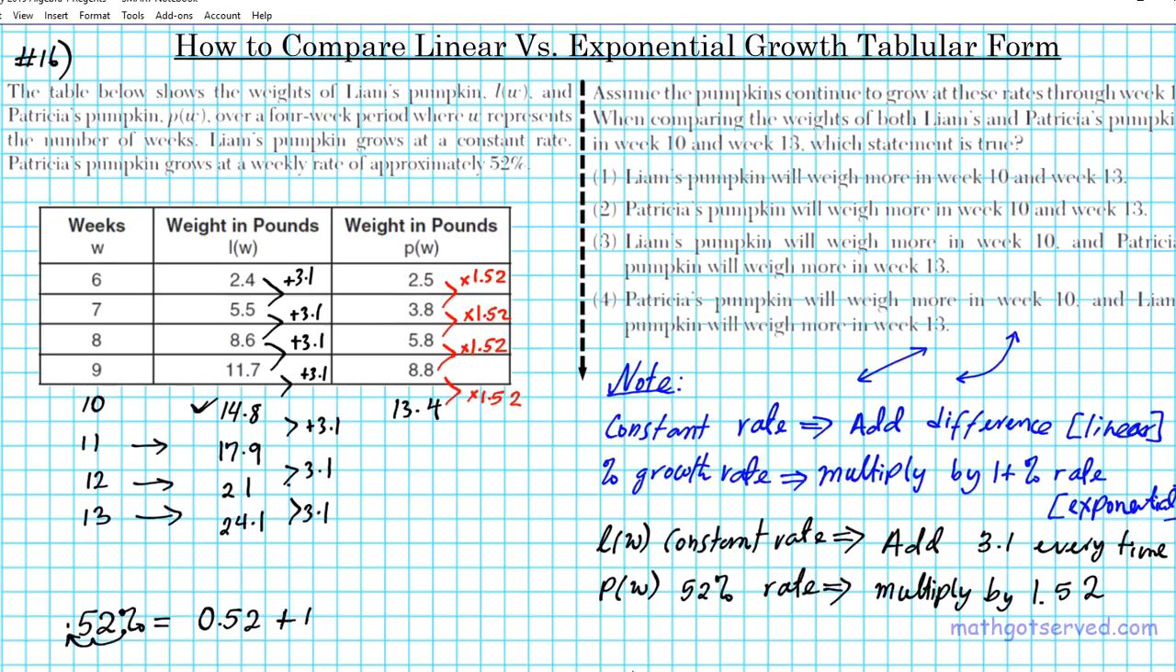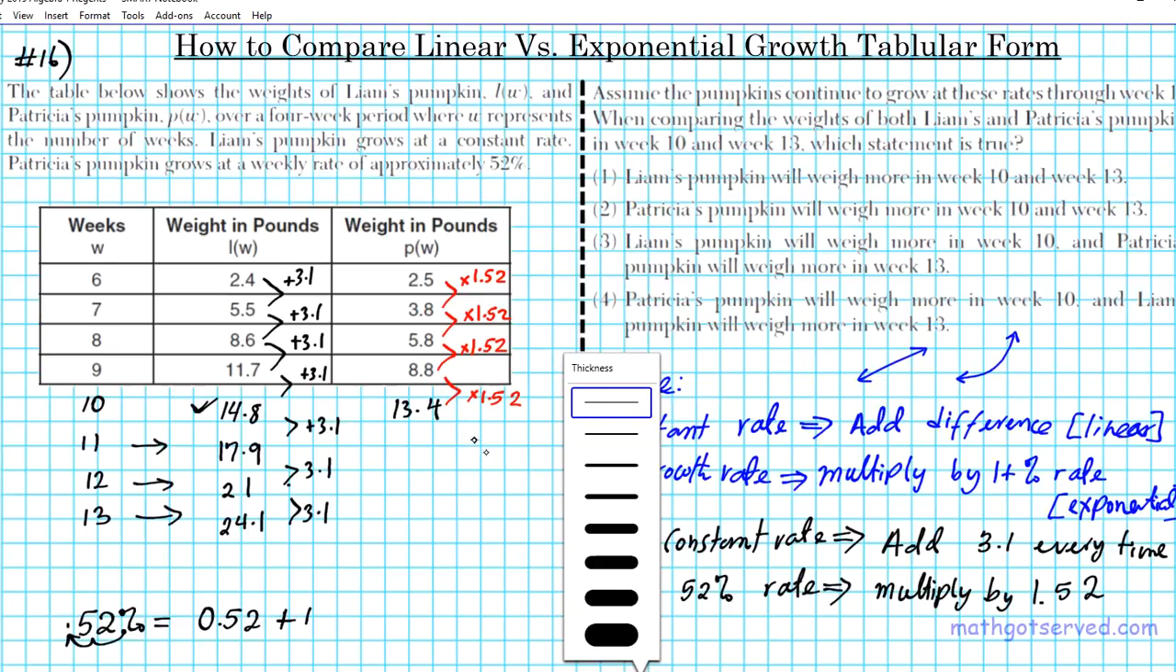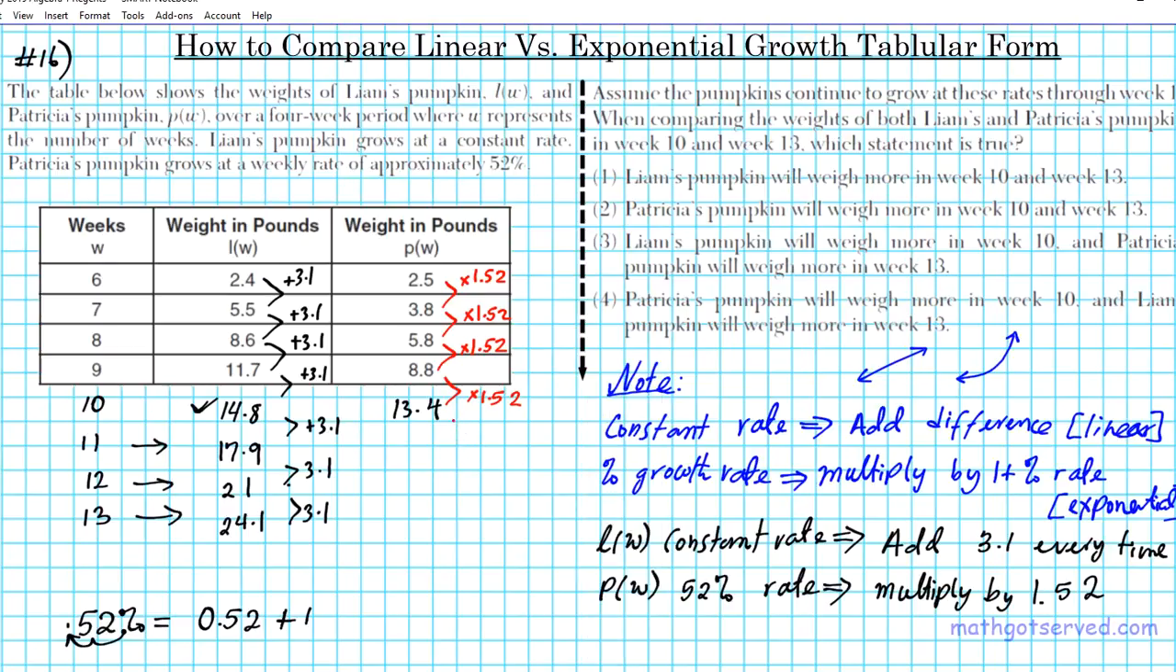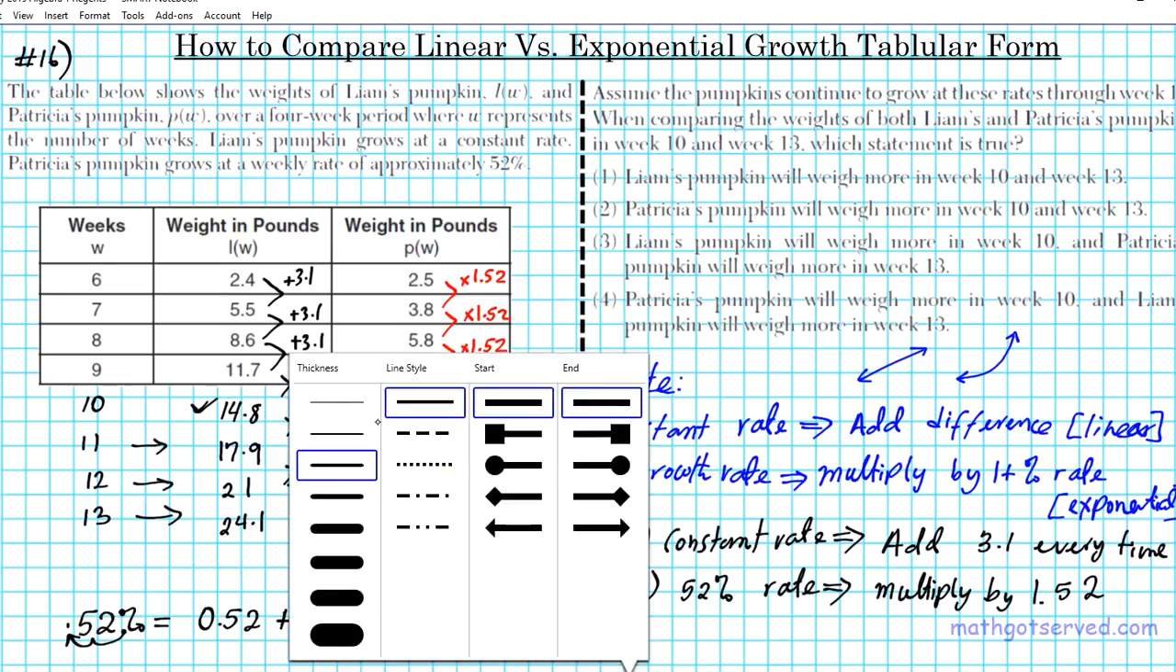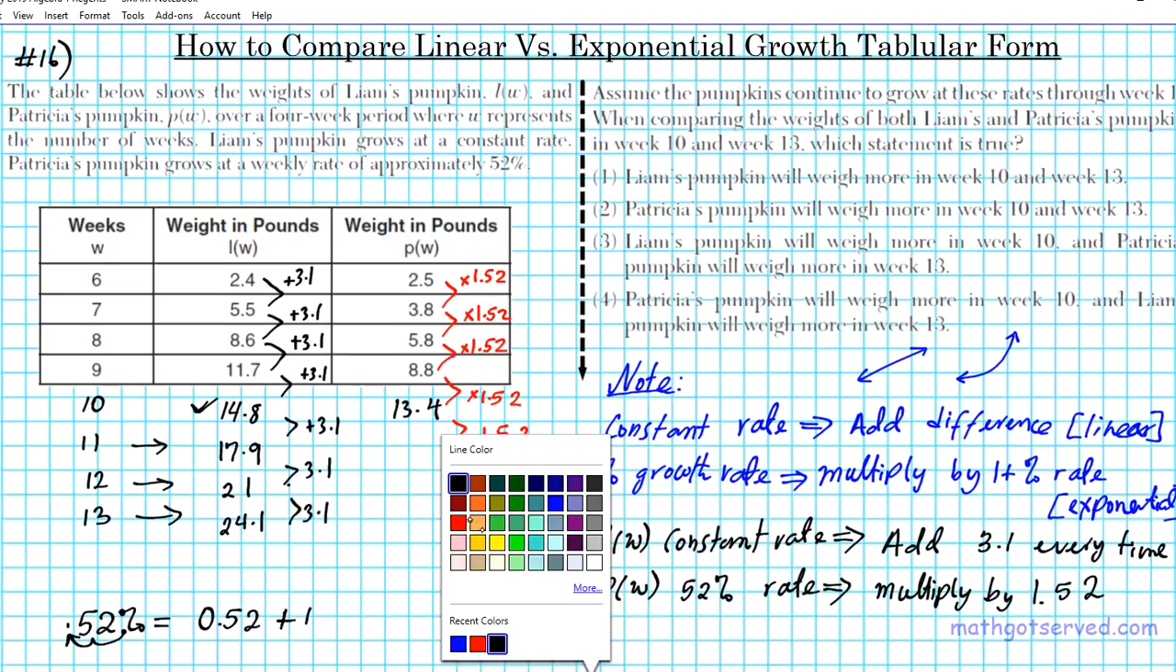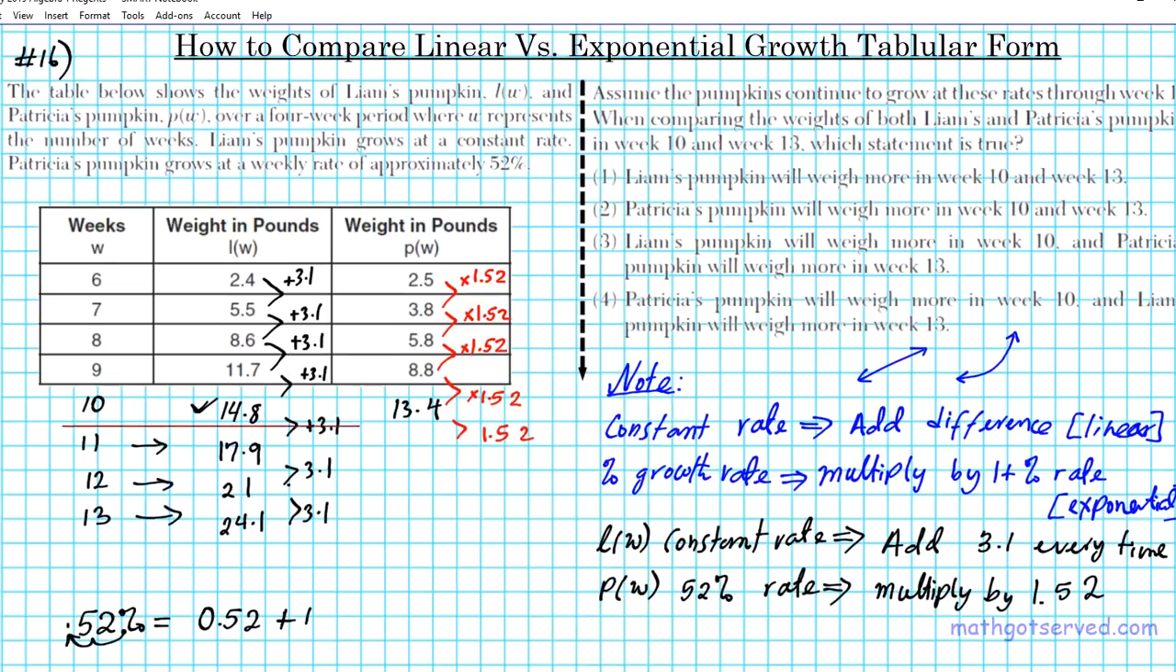Now let's take a look at what the situation is with Patricia's pumpkin's weight. Okay, so we're going to repeatedly multiply by 1.52. Multiply by 1.52 to get the weight for week 11, 12, and 13. Let me put a line there so that we can see what's going on. So this is for week 10, and this is week 11, and this is week 12, and then we're going to separate them from left to right.